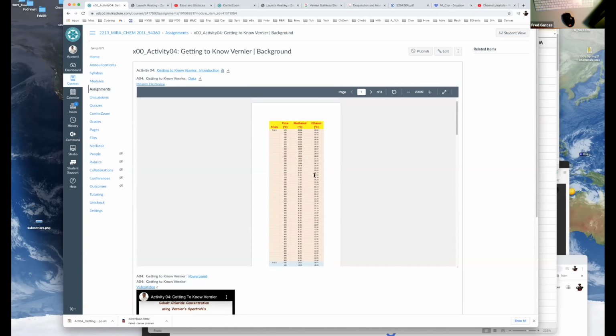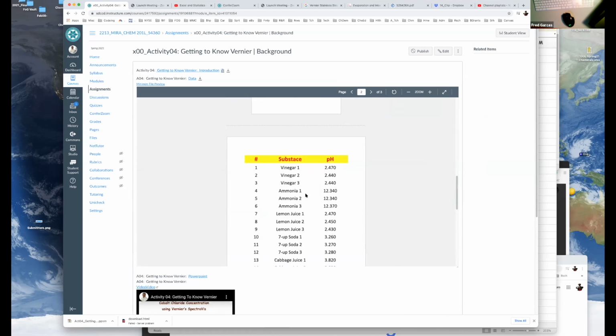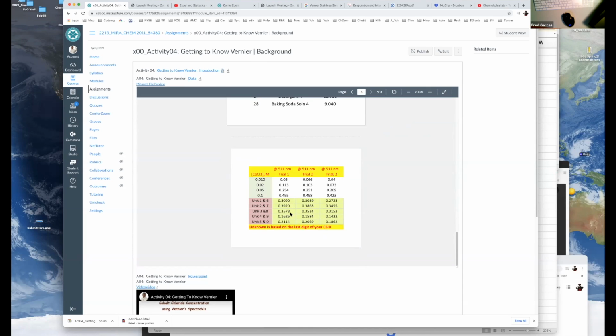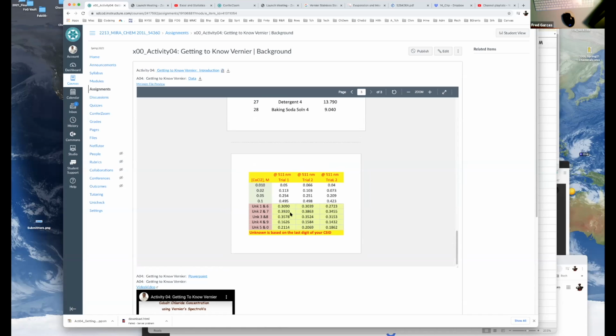This is the temperature, trial 1, trial 2, trial 3. This is the pH, 1, 2, and 3, 1, 2, and 3. These are the different trials. And then this is the last part, which we'll talk about next time.